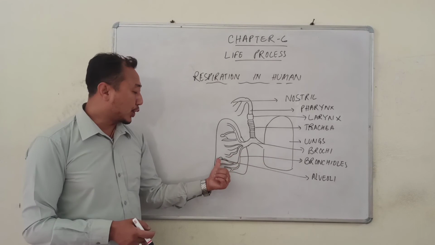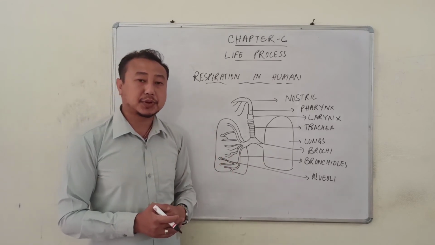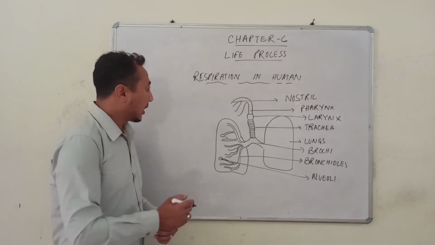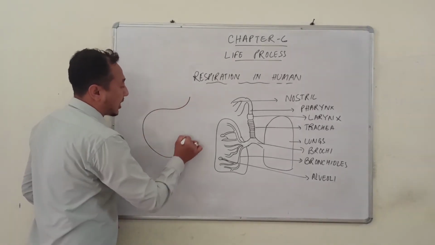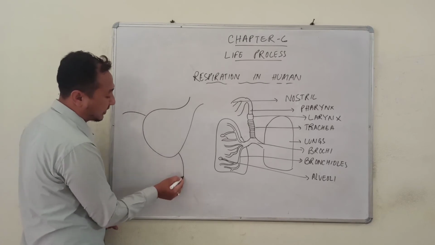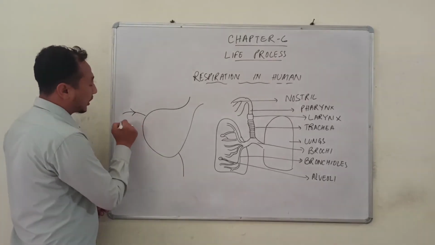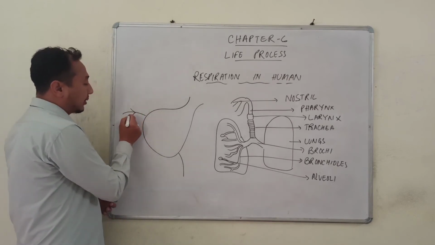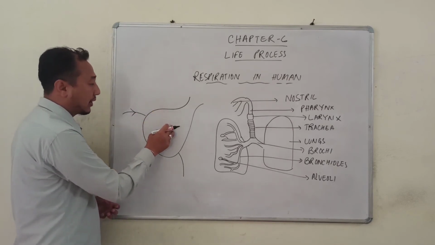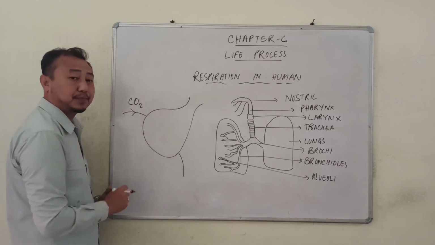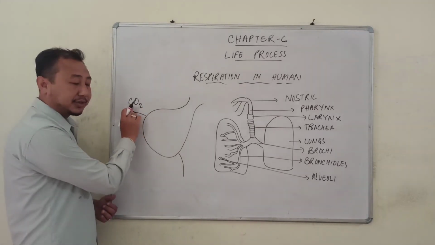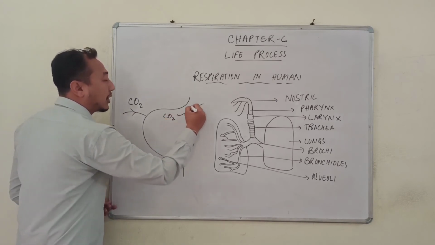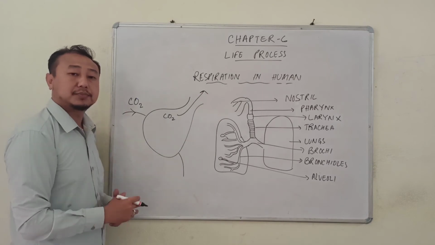At the end of the bronchioles, there is a bag-like structure, which is known as the alveoli or the alveolar sac. The alveoli are richly supplied with blood vessels. One of the blood vessels brings blood from the heart to the alveoli. This blood contains carbon dioxide. When this carbon dioxide-containing blood enters the alveoli, the carbon dioxide from the blood is filtered out and exhaled out of the body.